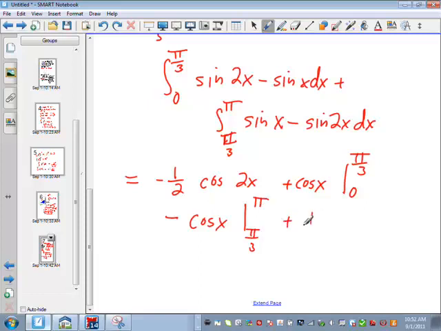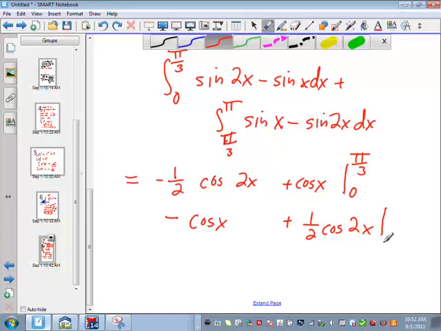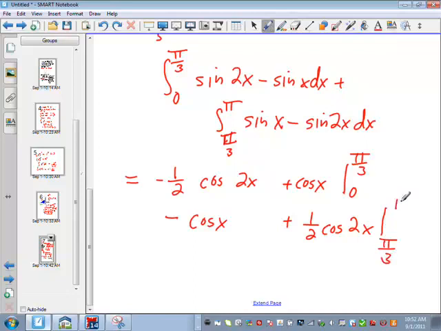And then plus 1/2 the cosine of 2x from, oh, well, actually I could put it on both. Let's be uniform. I'll put it at the end. I could put it on this immediately, but I'll put it at the end. And so, pi over 3, pi. And just plug all that stuff in. Okay. All right, I'll take any questions about that one.